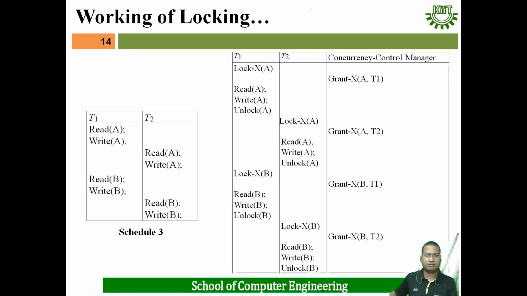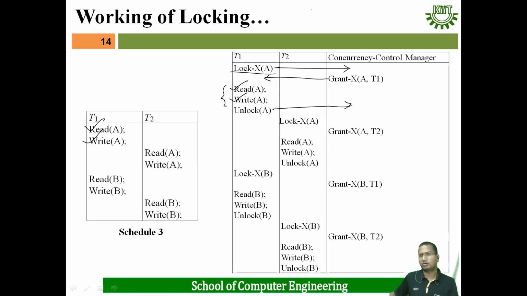Now, this is all about what I have explained. Initially T1 has to execute these two instructions. That's why T1 will first request an exclusive lock, lock X on A, to the concurrency control manager. As no lock is already applied on A, the concurrency control manager will grant that lock on A. After granting that, T1 can execute these instructions: read A, write A.